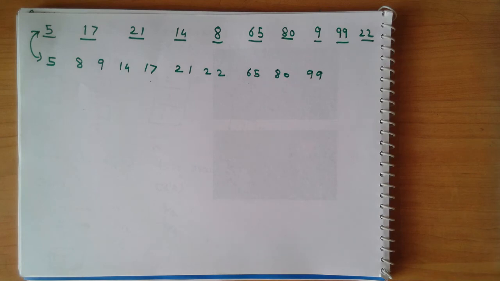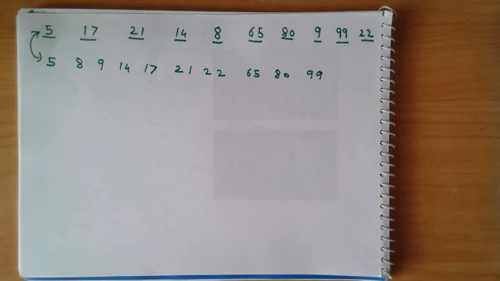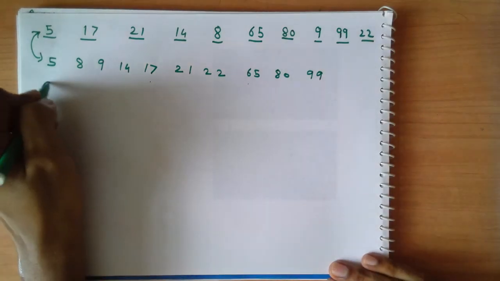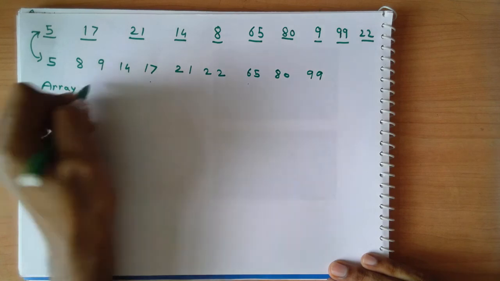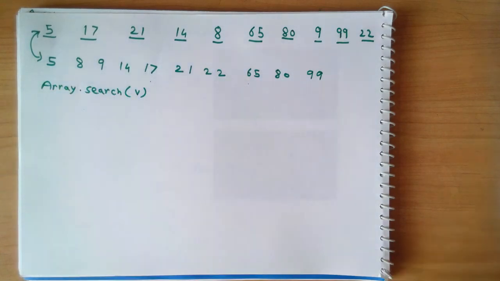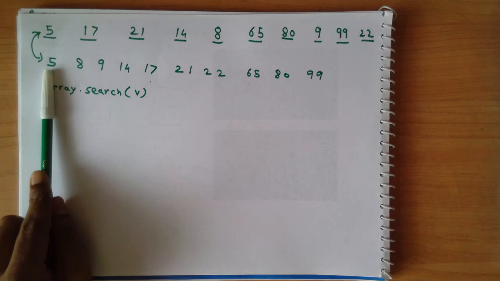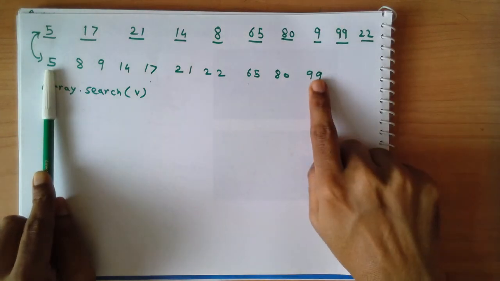However, if I know that all my elements are in a particular order, and let's say they are stored in an array that is implemented as a set of contiguous memory locations, in that case, how can I do my array dot search operation given the value v? Okay. So what I can do is, I know this is the minimum value stored in the array. I know this is the maximum value stored in the array.